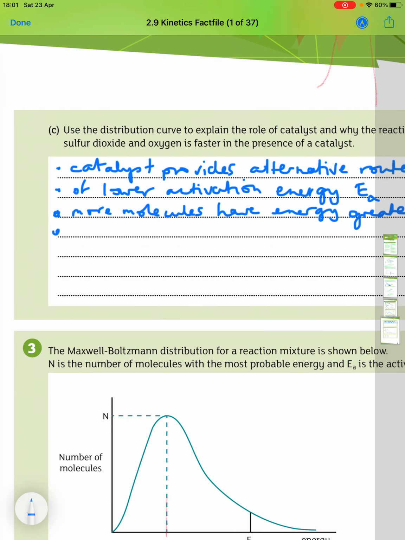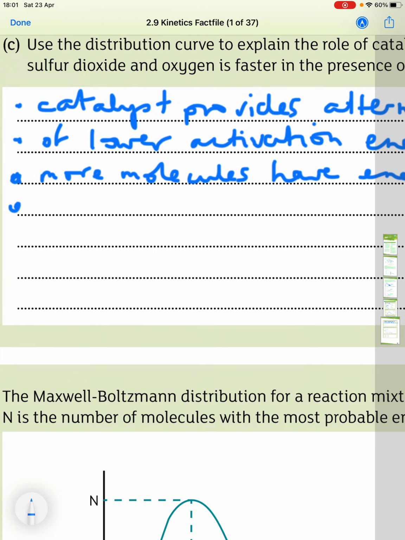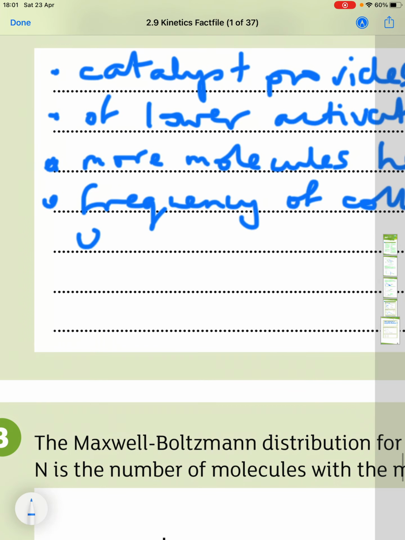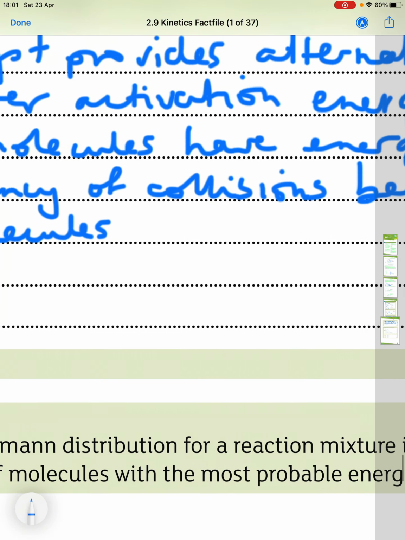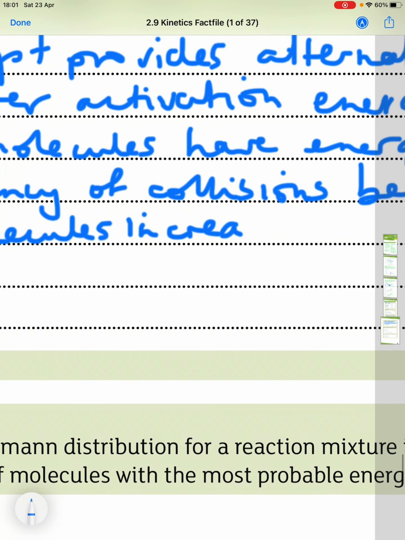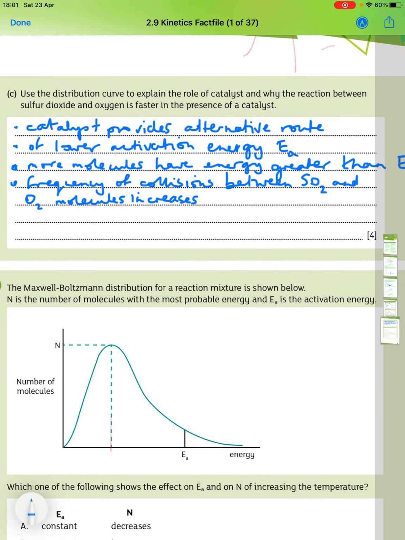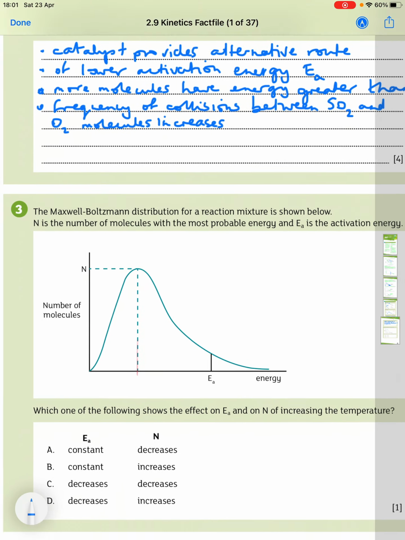And finally, then the frequency of collisions between the SO2 and the O2 molecules increases. And there would be 1 mark for each of those 4 points.